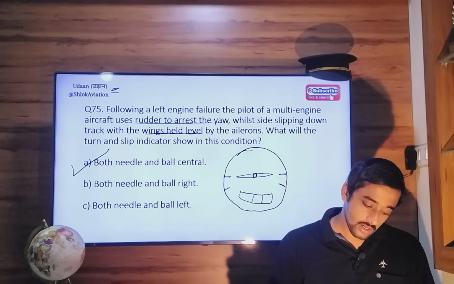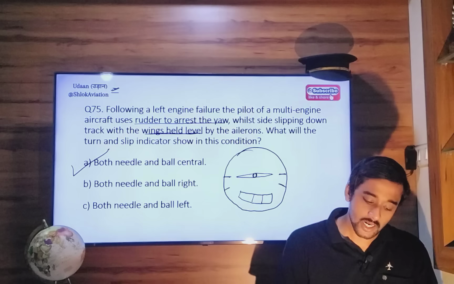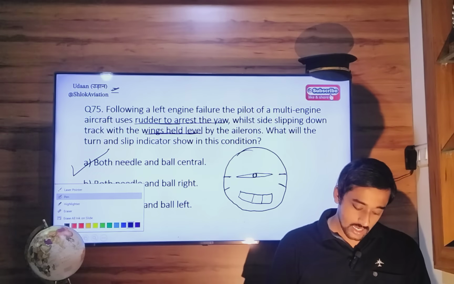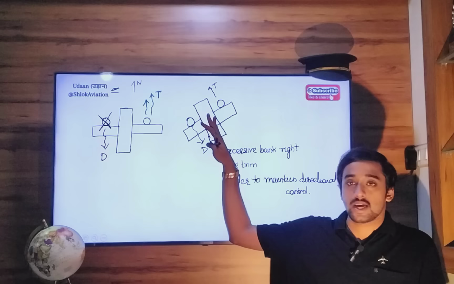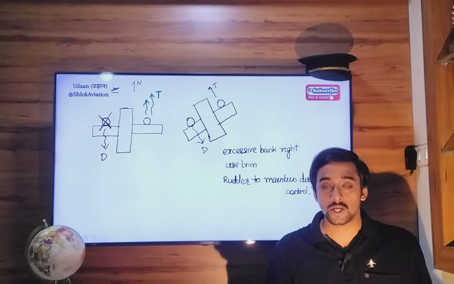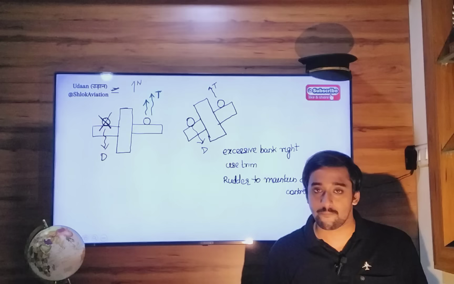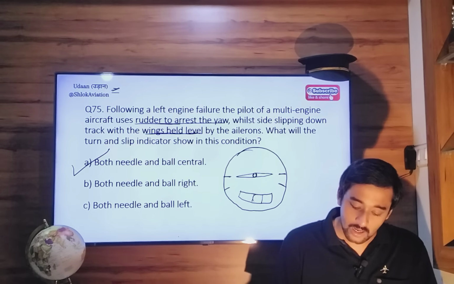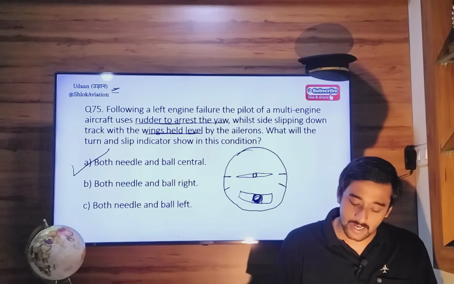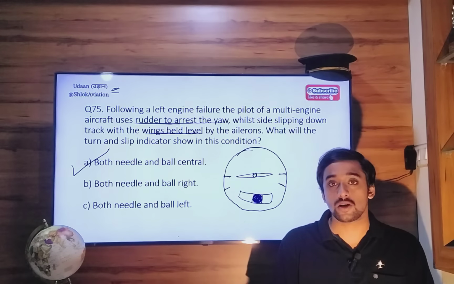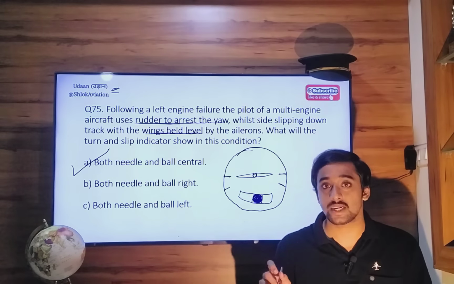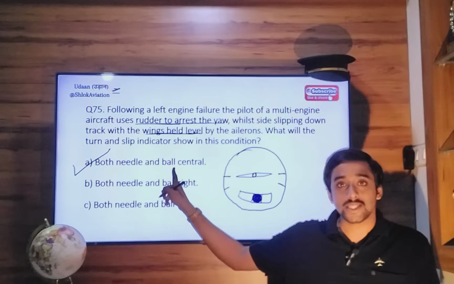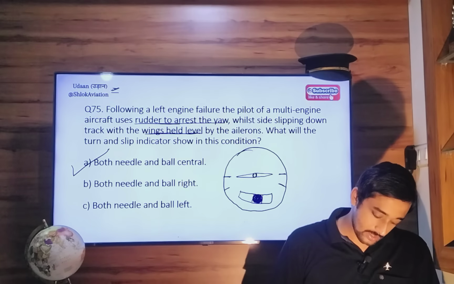Next, you are using rudder to arrest the yaw. So the yawing tendency will be towards the left hand side. You are going to use the opposite rudder to prevent that from happening, and you will use that much rudder that is required to keep your flight in a coordinated flight condition as much as possible in the center position. So both needle and ball will remain in the central position.